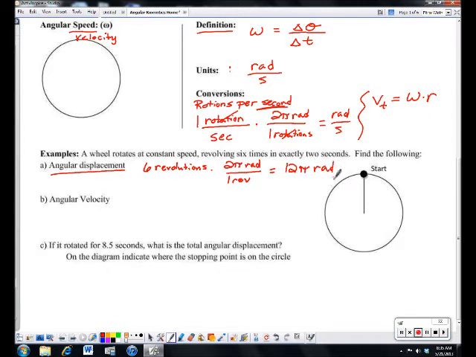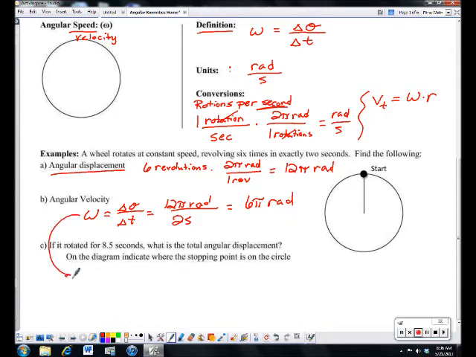So what is then my angular velocity? Well, angular velocity is just angular displacement over time, which is 12 pi rad divided by a time of 2 seconds. And I get 6 pi radians per second. Now, you'll notice that a lot of times I will leave things in pi because it is easier to think about in that form. So if it is rotated for 8.5 seconds, what is the total angular displacement?